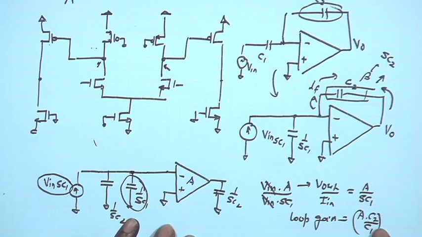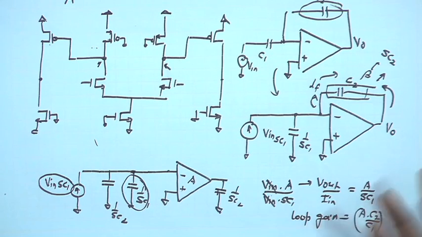I have A times C2 upon C1. In order to get a gain of 100, I would keep C2 to be 100 times smaller than C1. In order to get a gain of 50, I will keep this 50 times smaller than C1. So, as compared to the open loop gain, my loop gain is definitely smaller, and that will raise concerns regarding the precision and the accuracy that you want.